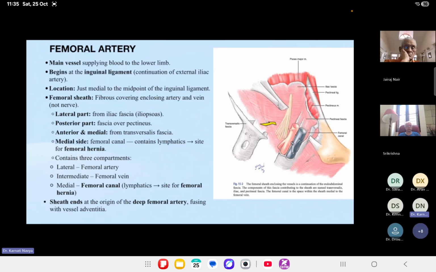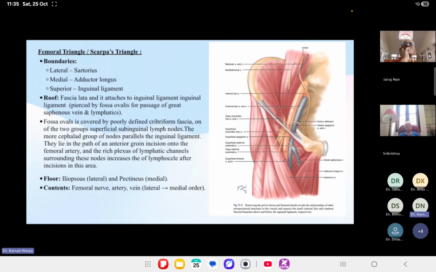Here you can see the same, with the sheath bounded posteriorly by the iliopsoas fascia, medially by the pectineus fascia, anteriorly by the transversalis fascia, and on the medial side you have the femoral canal, which holds the lymphatics.